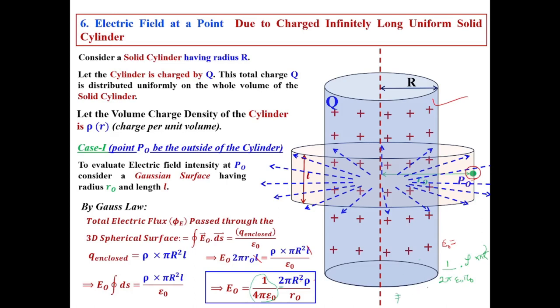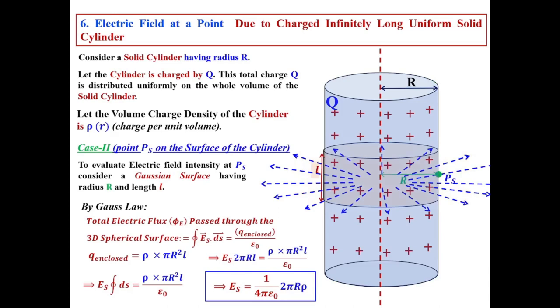So what we can find, this will be 1 by 4 pi epsilon 0, right. Here if I multiply 2 over here, this will be 2 pi R square into rho by R0. I just multiplied 2 with numerator and denominator to write in this format, 1 by 4 pi epsilon 0 format. From this expression, it can be found that for a point outside of this solid cylinder, the electric field intensity varies inversely with distance. So as R0 increases, this E0 will decrease gradually.